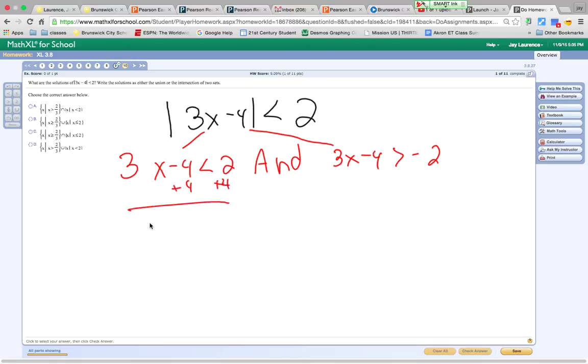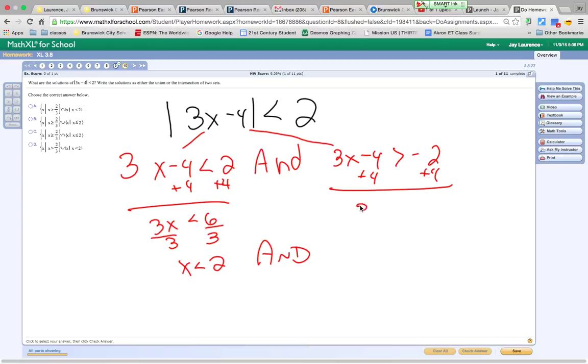And I will get 3x less than 6. Divide by 3, divide by 3. x is going to be less than 2. And then I'm going to add 4 to both sides. 3x is going to be greater than 2. Therefore, x is going to be greater than 2/3, right? If I divide by 3, and I divide by 3.